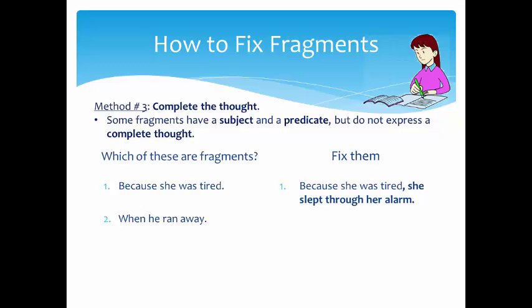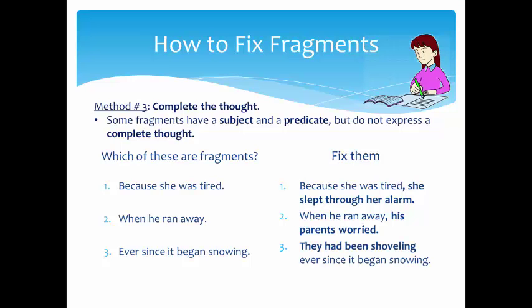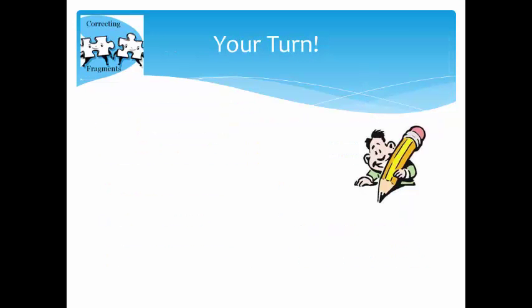Number 2, when he ran away. Again, this is a fragment that could be fixed by saying, when he ran away, comma, his parents worried. Number 3, ever since it began snowing. Once again, this is a fragment, but you could add, they had been shoveling ever since it began snowing to make this a complete sentence.